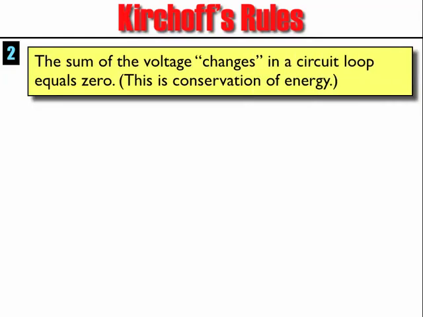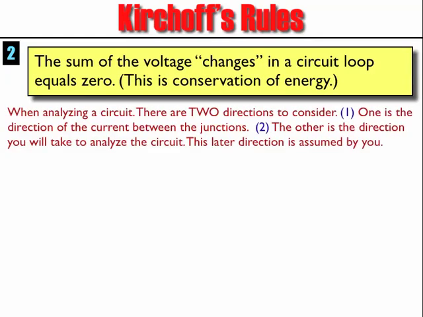Now the rule. The rule says the sum of the voltage changes in a circuit loop equals 0. Since voltage represents energy, this is really a conservation of energy rule. When analyzing it, there are two things to consider. First is the direction of the currents between the junctions, and the other is the direction I'm going to organize my work. Organizing my work has nothing to do with physics, nothing to do with math, it's just organization so you don't count something twice.